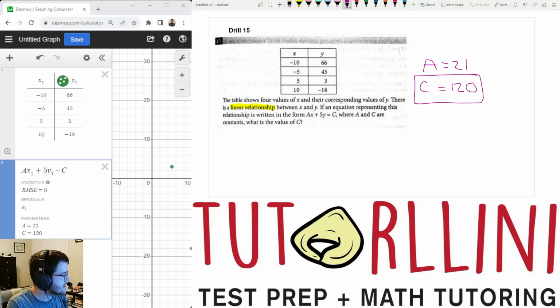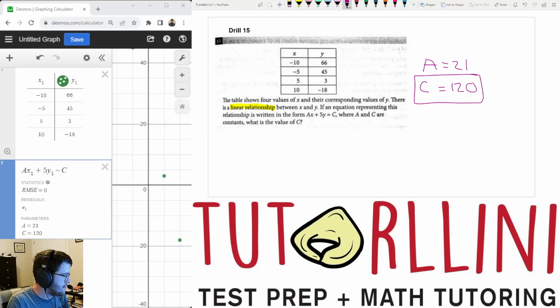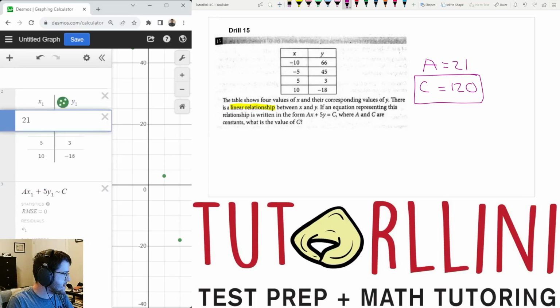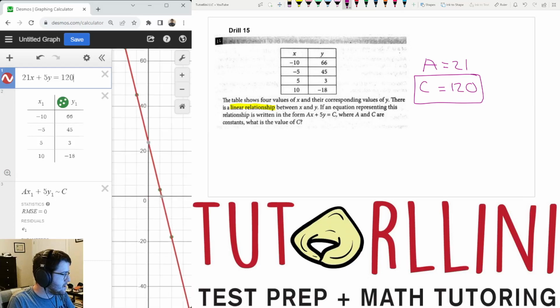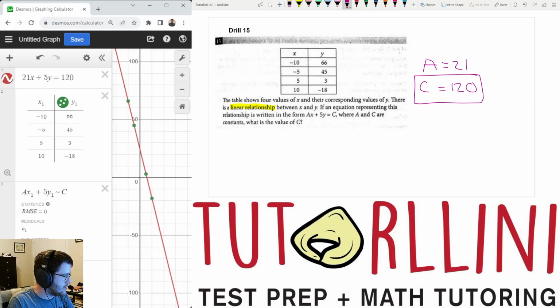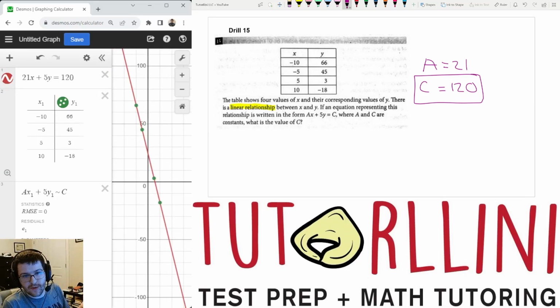That's right. Let's put those into the equation. Let's actually graph it. So ax, so 21. You guys can't see this. Let me put this up here. There we go. So 21x plus 5y, and then c is 120. So 120. Okay, boom. Looks like those green dots are my 4 points, and it goes perfectly through all those points. And it's asking us what C is. C is the guy at the end, 120.